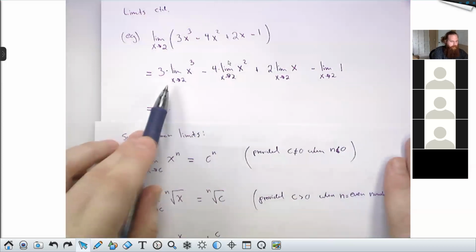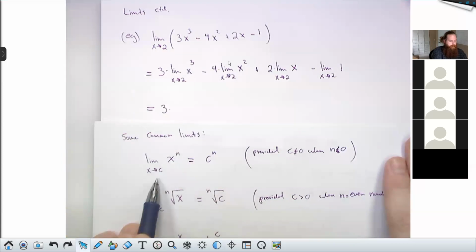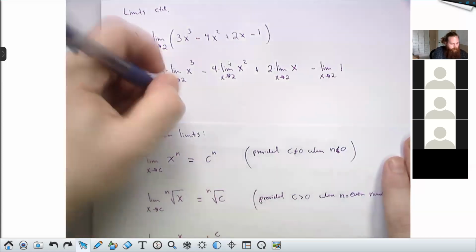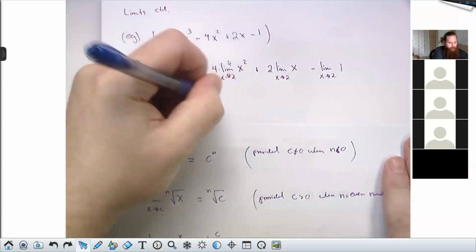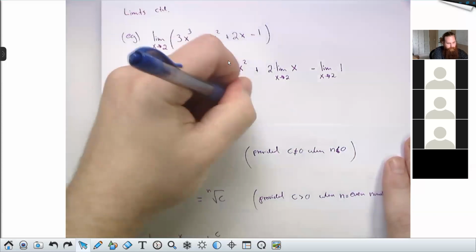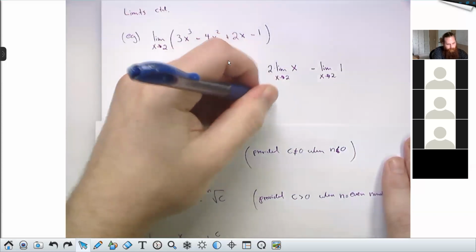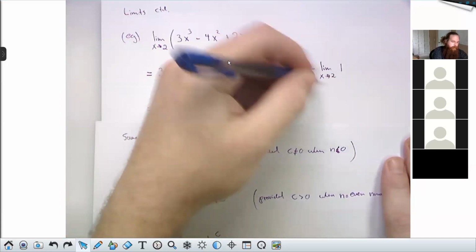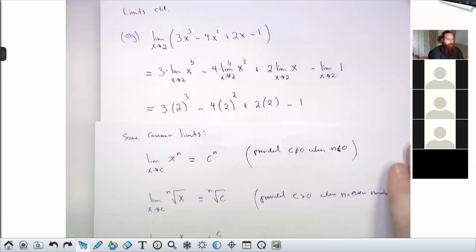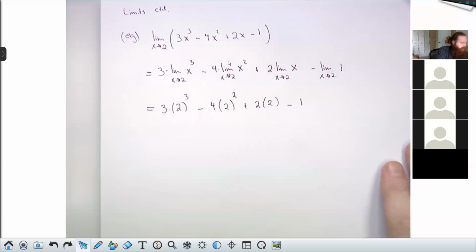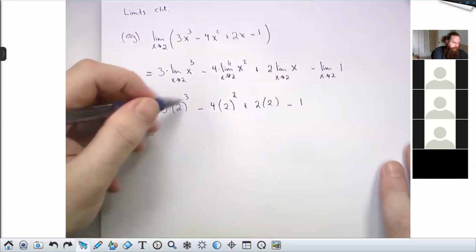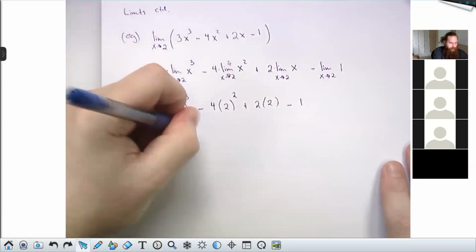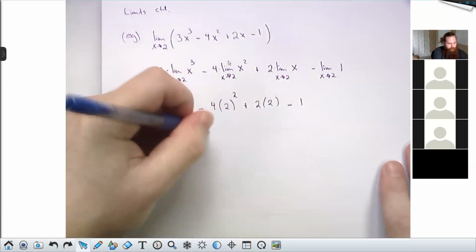So this first piece, the limit as x approaches 2 of x cubed, well, that's like having c equals 2 and n equals 3 here. So that would be 2 cubed. In other words, you can just plug in the 2. Similarly, this piece will be this, and this piece will be this. And then the limit of a constant function, remember, is always just that constant. So 3 times 2 cubed is 8. 8 times 3 is 24. Minus 2 squared is 4. 4 times 4 is 16.